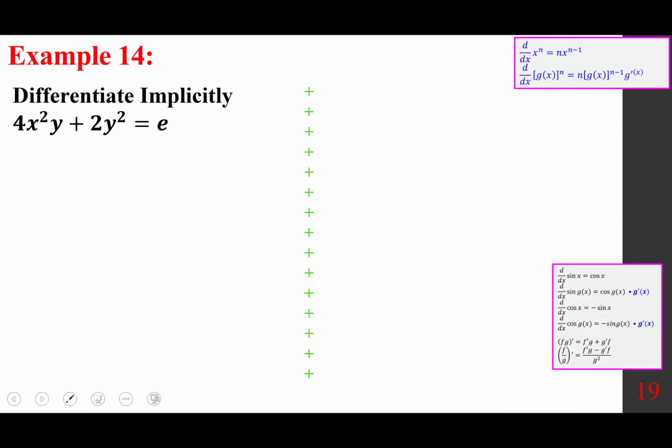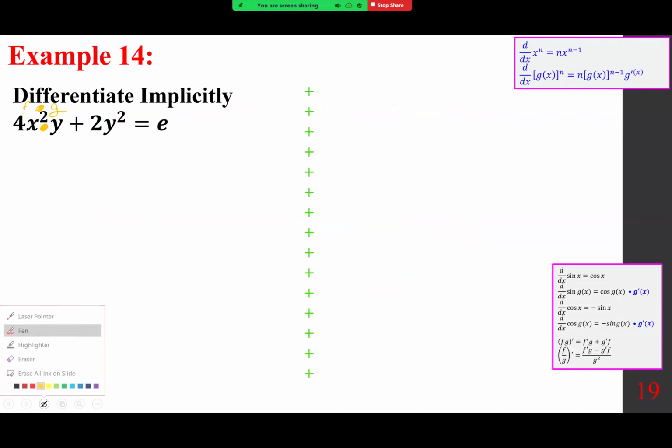We are differentiating implicitly. I'm going to put a raised dot here. So we recognize this as f times g, and therefore we are going to use the product rule. So 4x squared gives me 8x times y, plus y gives me y prime or dy/dx times 4x squared.